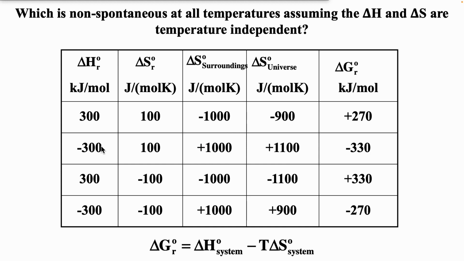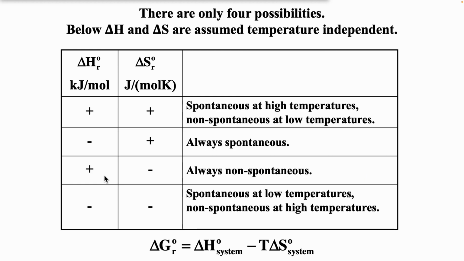Which is non-spontaneous at all temperatures. And so for non-spontaneous, that means delta G is positive, which would mean delta H is positive. So either the first or the third. And so this term has to be positive, and so delta S would have to be negative. And so that would mean the third row should always be non-spontaneous. And so there's only 4 possibilities. Always spontaneous, always non-spontaneous, spontaneous at high temperatures, non-spontaneous at low temperatures, spontaneous at low temperatures, non-spontaneous at high temperatures.